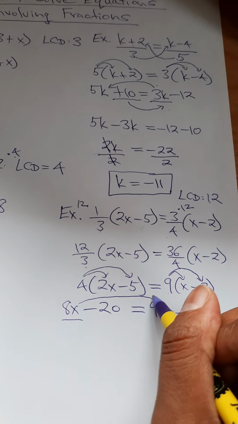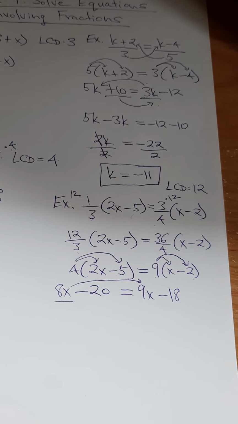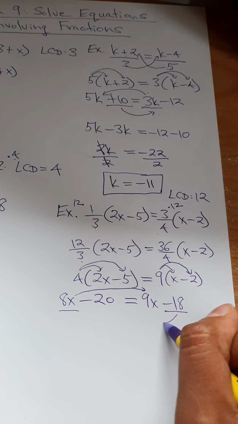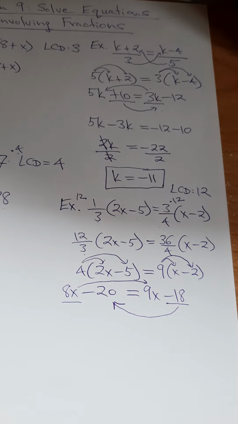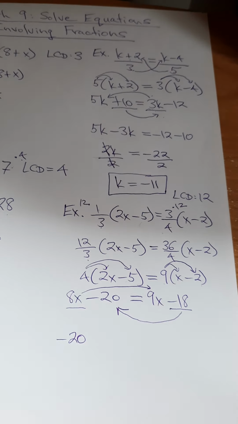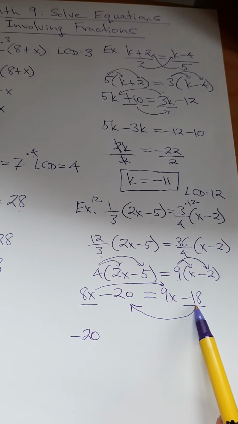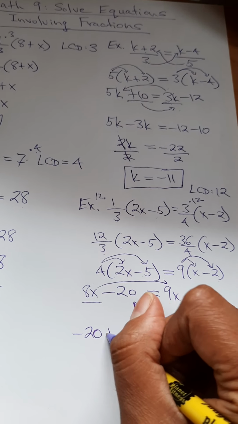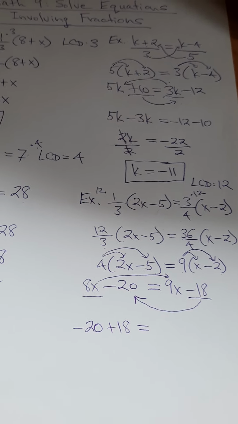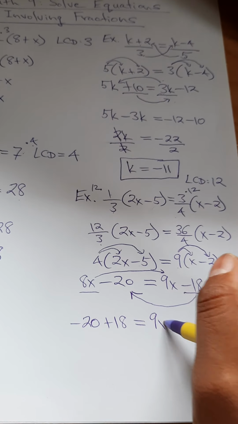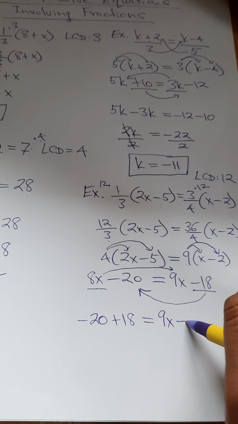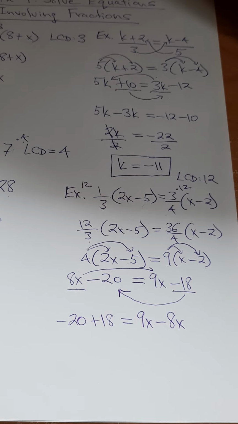All right, so what we're going to do now is let's move over the x's to one side. So I'm going to take the 8x to the other side. This is negative 18. I'm going to take it to the left side. So on the left side, notice I have negative 20. This was negative 18. If you take it to the left side, it's positive 18, equals, on the right side, I have 9x. This is positive 8x. I'm taking it over, so it becomes negative 8x.